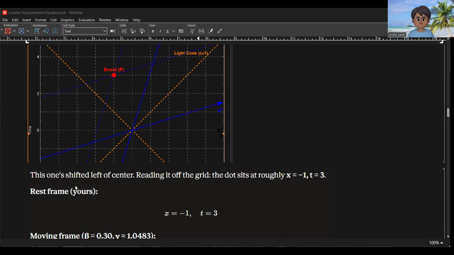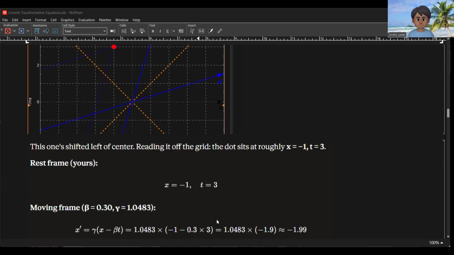So this one is shifted left at the center reading of the grid. The dot sits at roughly x equal to -1. So this is -1 and +3, 1, 2, 3. So x equal to -1 and t equal to 3.